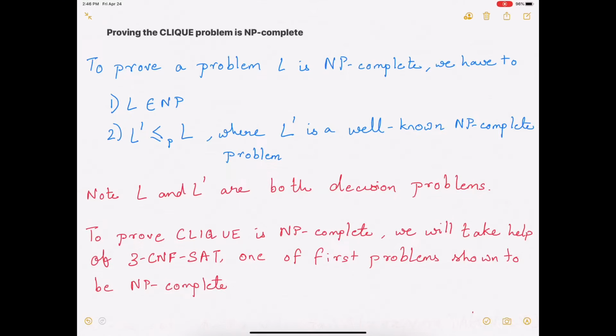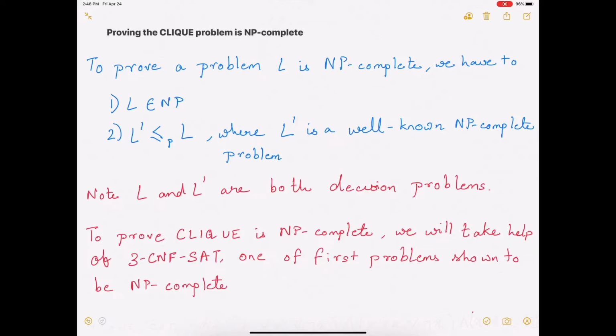Hi everyone, in this video we are going to talk about NP-completeness. Now this is the second video in this two-part series, so if you have not watched the first video, I recommend that you watch that video before watching this one. Now in this particular video we are going to prove that the CLIQUE problem is NP-complete.